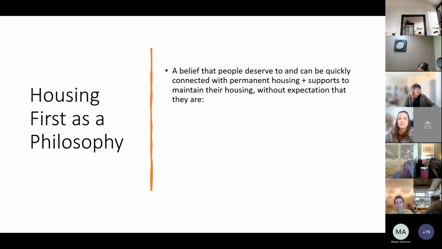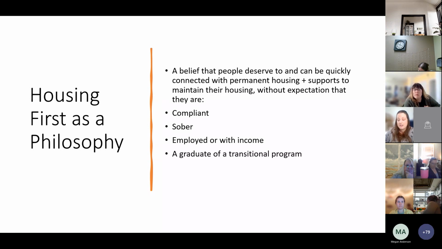And people, especially people who've been chronically homeless, deserve supported housing to break out of homelessness and maintain their housing with no preconceived expectations that, for example, people are compliant, people are sober, people are employed or with income, have graduated transitional programs, or even nice.